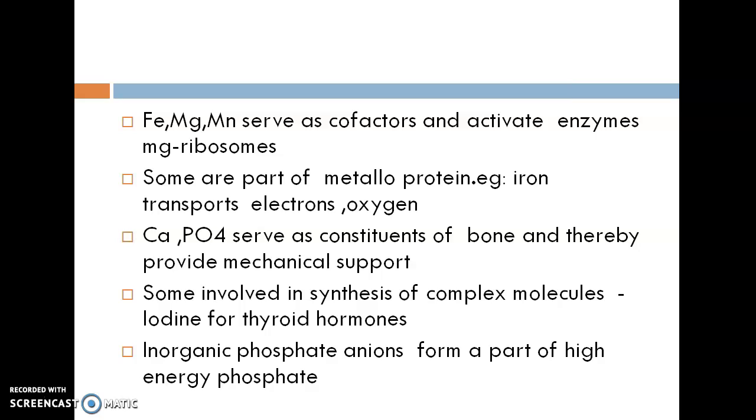Calcium and phosphate ions serve as constituents of bone, thereby providing mechanical support. Some inorganic ions are involved in the synthesis of complex molecules, like iodine is essential for the synthesis of thyroid hormone. Inorganic phosphate anions form a part of high energy phosphates like ATP, GTP, thereby taking up the energetic function.